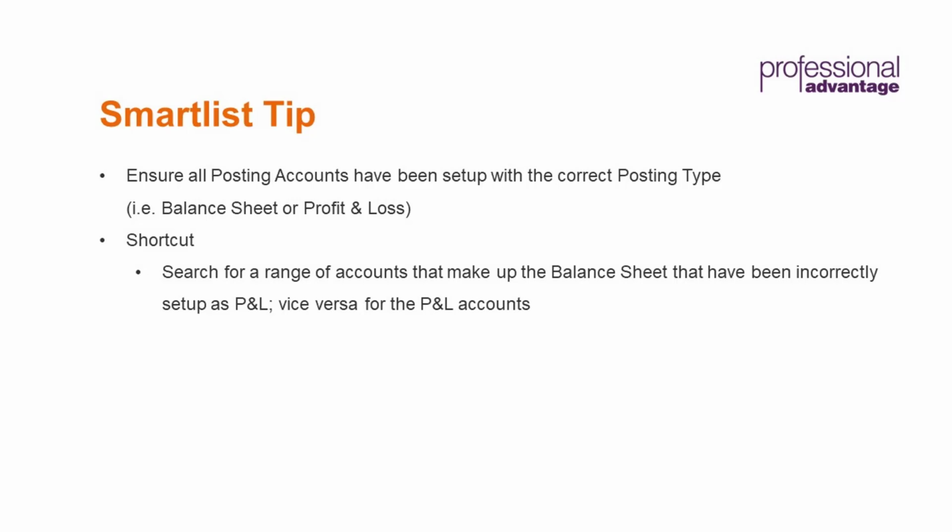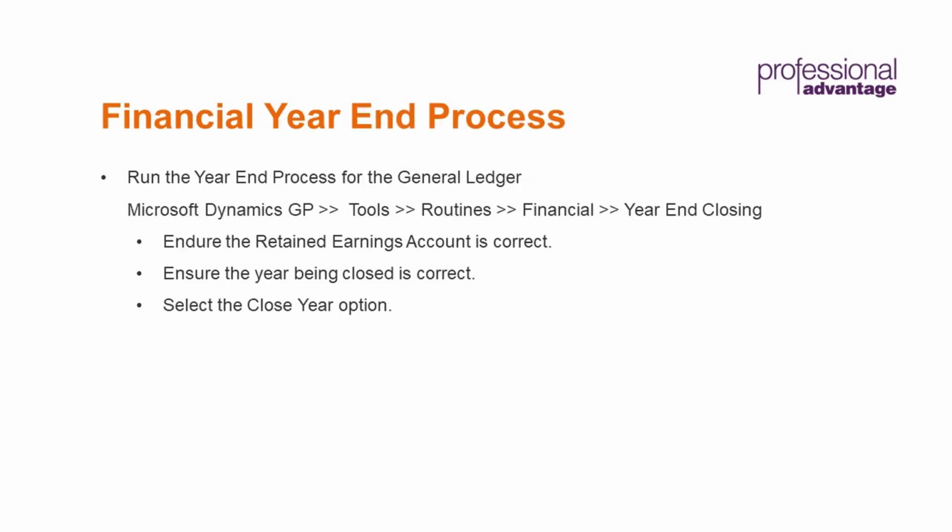We've gone through the year-end process, and I have made special note here of the fact, please ensure that the retained earnings account is correct while you're running the process. Ensure that the year that you've been closed is correct, and make sure that you select the close year option to start the process. There isn't an OK button, it's a button that just says close.